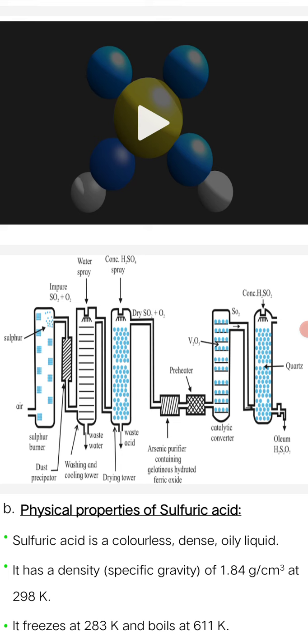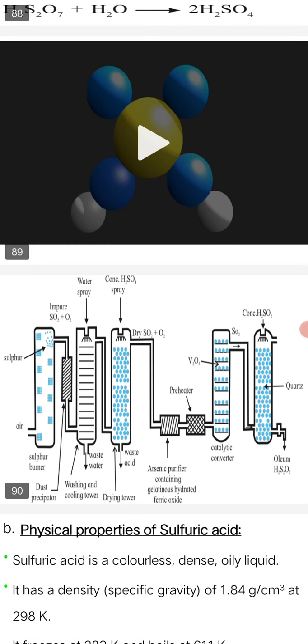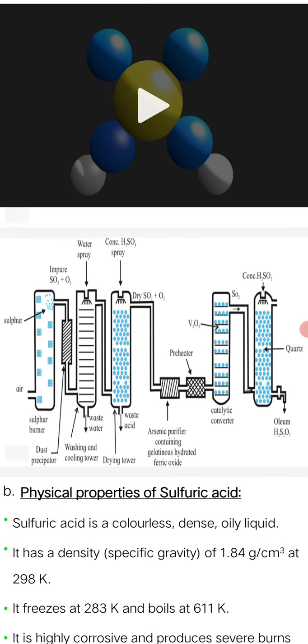Then the next tube continues for passing the dry SO3 and O2. By that we get the arsenic purifier which is utilized over here, and the processor is also there, and later on that solution is processed for catalytic action in the catalytic converter with the help of vanadium pentoxide, and by that we get SO3 gas which is processed and utilized with the oleum to prepare concentrated sulfuric acid. Unreacted oleum we can get downside, and the sulfuric acid we get in the quartz cylinder. Later on, in the next video we are going to see the physical properties of sulfuric acid.